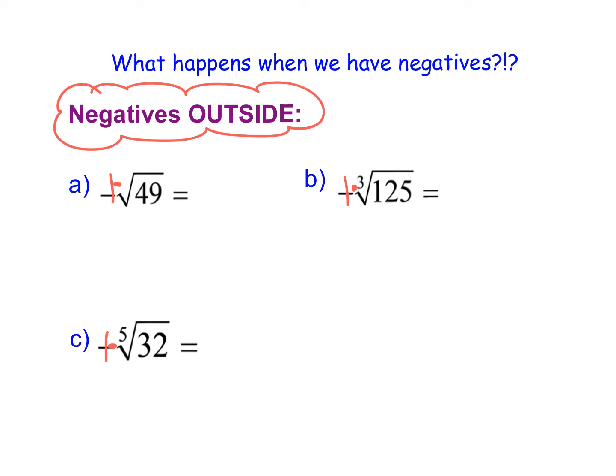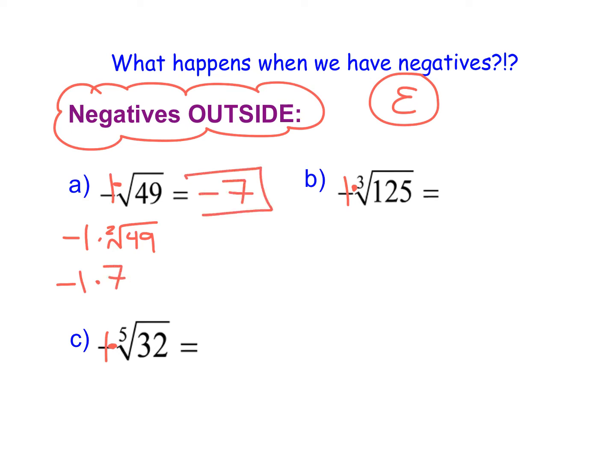So what we can really do is rewrite this as negative 1 times the square root of 49. Then we use our order of operations, and remember that a root is really a fractional exponent, so that falls in the E category of our PEMDAS, so that comes first. So you would do negative 1 times the square root of 49, which is 7, so my answer would be negative 7.